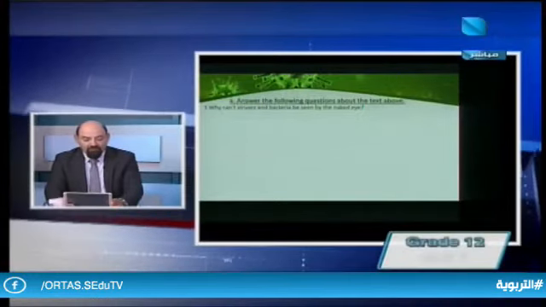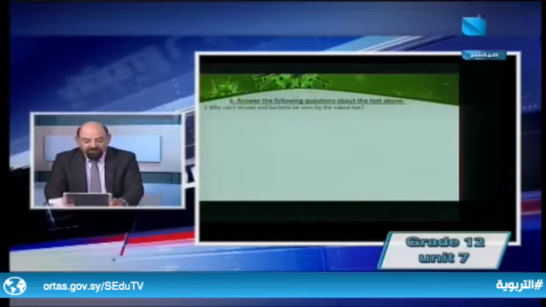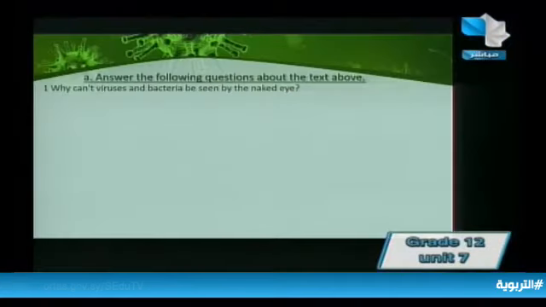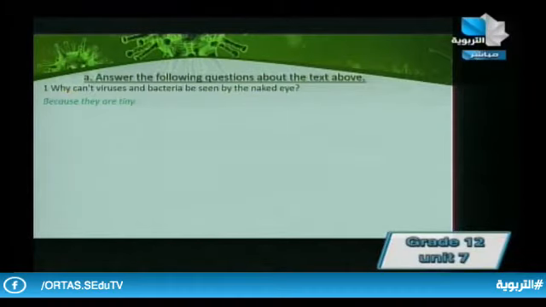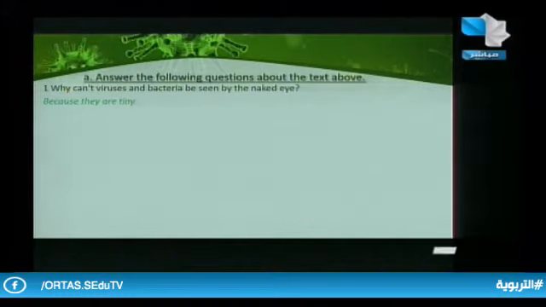Exercise A, answer the following questions about the text above. Number 1, why can't viruses and bacteria be seen by the naked eye? The answer here, because they are very tiny, very small. We cannot see them. According to the text, viruses and bacteria can only be seen under the microscope. Tiny means very small. Then the answer is because they are very small.